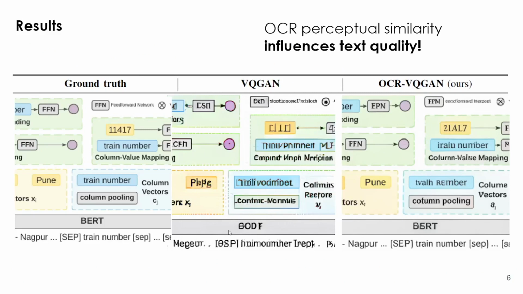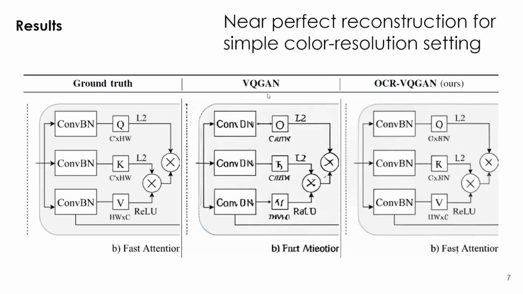Some results: on the left you have the ground truth, in the middle we have the vanilla VQGAN result. We see that the text is mostly unreadable, and even the lines or diagrams are not sharp. For the OCR-VQGAN, which has this OCR perceptual similarity, we see that text is mostly readable. And for much simpler settings, white, black, and gray, we have almost a perfect reconstruction.